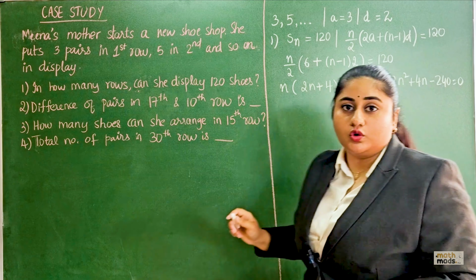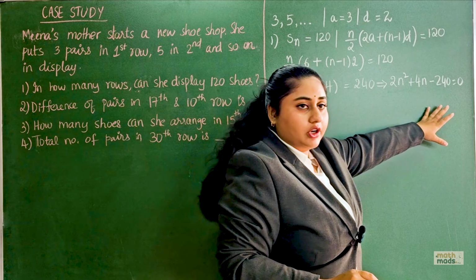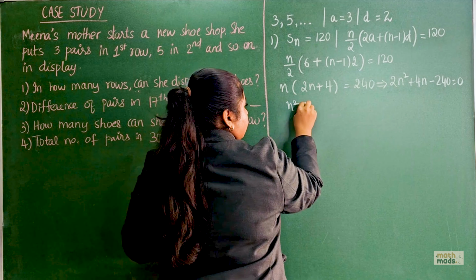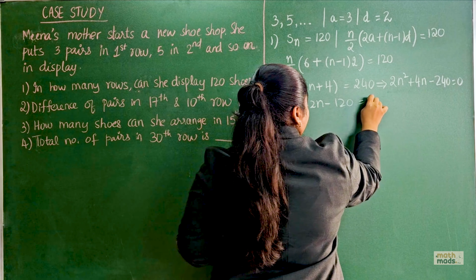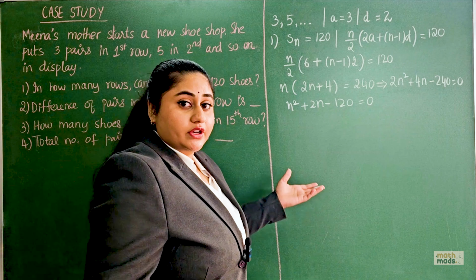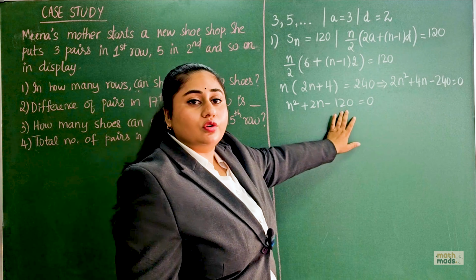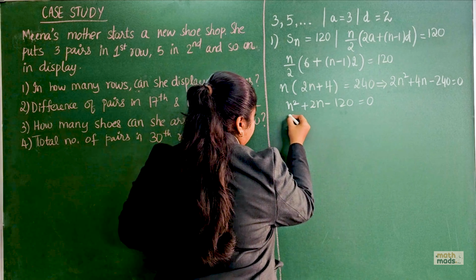Now here I can take 2 common, right? This is a quadratic equation now. I can take 2 common and make it simpler. So what do I get? n square plus 2n minus 120 is equal to 0. From quadratic equations, we know how to split the middle term and find the factors. So let's do that. Two factors of 120 whose difference is 2 are 12 and 10.